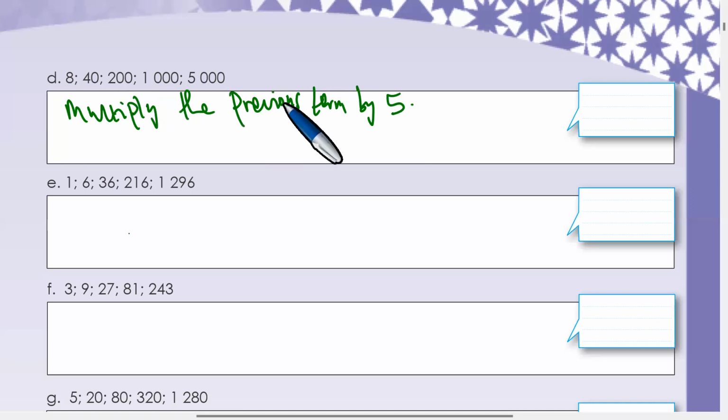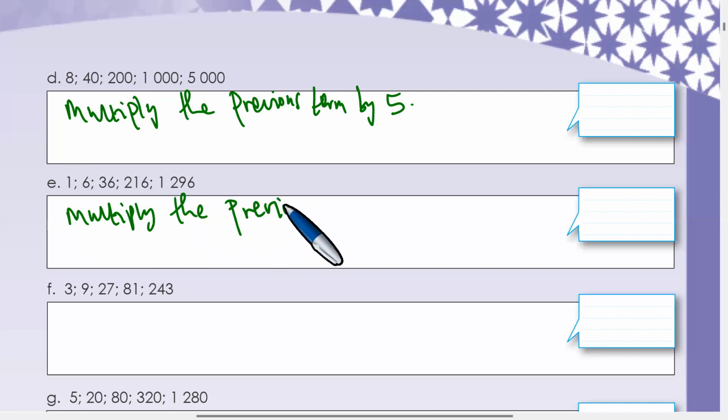Okay, in E, what do you think is happening? So you multiply by 6. Yes, well done. So multiply the previous term by 6.